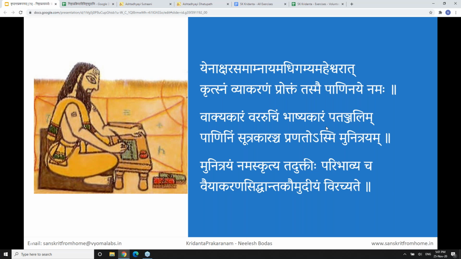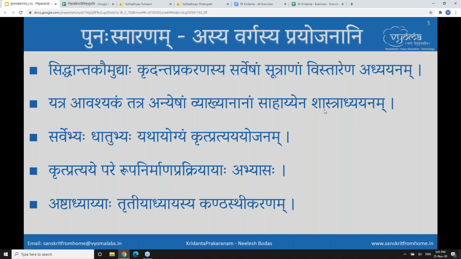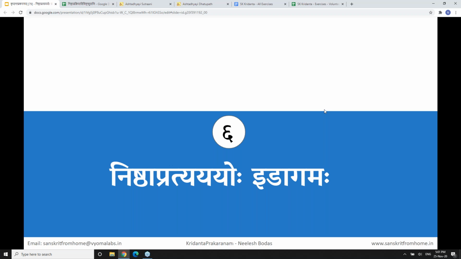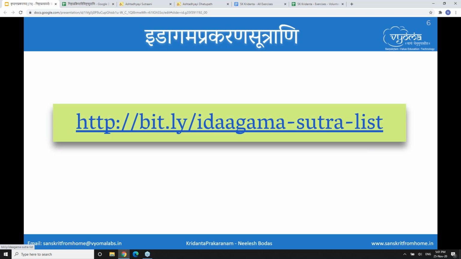इदानीं निष्ठाप्रक्रियायाः इडागमविषयकम् अध्ययनं क्रियमाणमस्ति। तत्र पूर्वस्मिन् वर्गे मया निष्ठाप्रत्ययोः प्रक्रियायाम् इडागमः कुत्रचित् नित्यं कुत्रचित् विकल्पेन च कथं भवति इत्यस्मिन् विषये कानिचन सूत्राणि उक्तानि। I also gave this particular sheet in the last week.